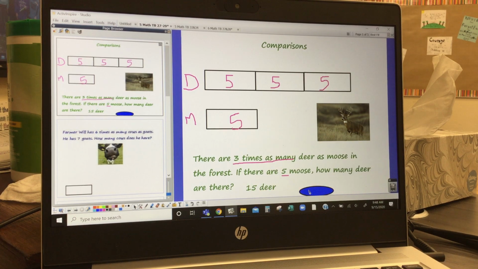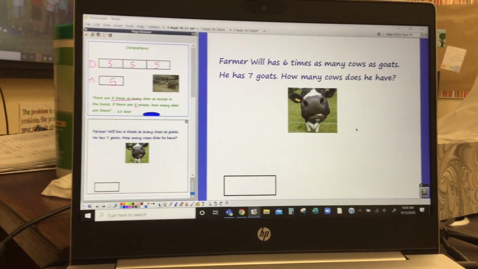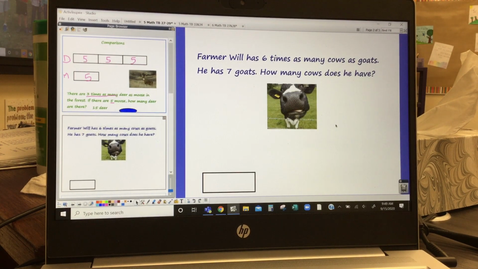So you know how to figure that out just by multiplying, but here's just a different way to show you how to compare and multiply. Okay, on to the next slide. Farmer Will has 6 times as many goats as cows. He has 7 goats. How many cows does he have?